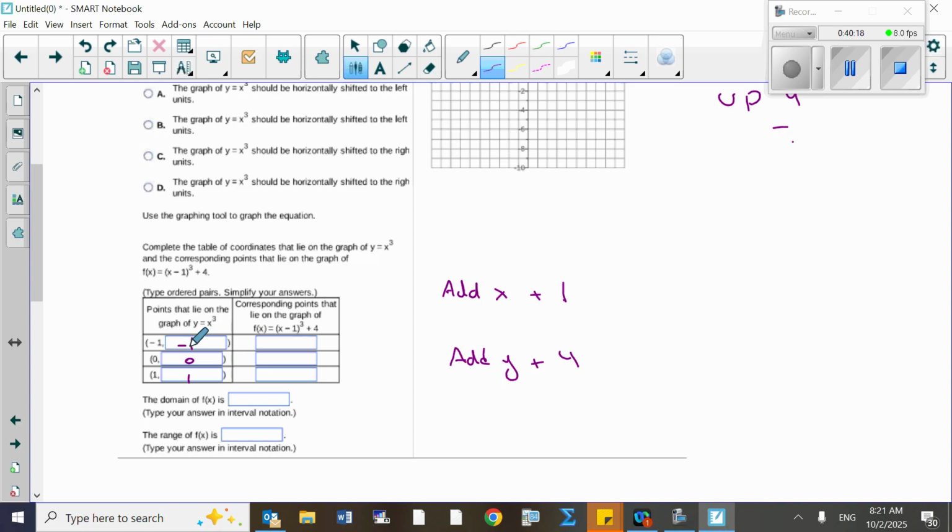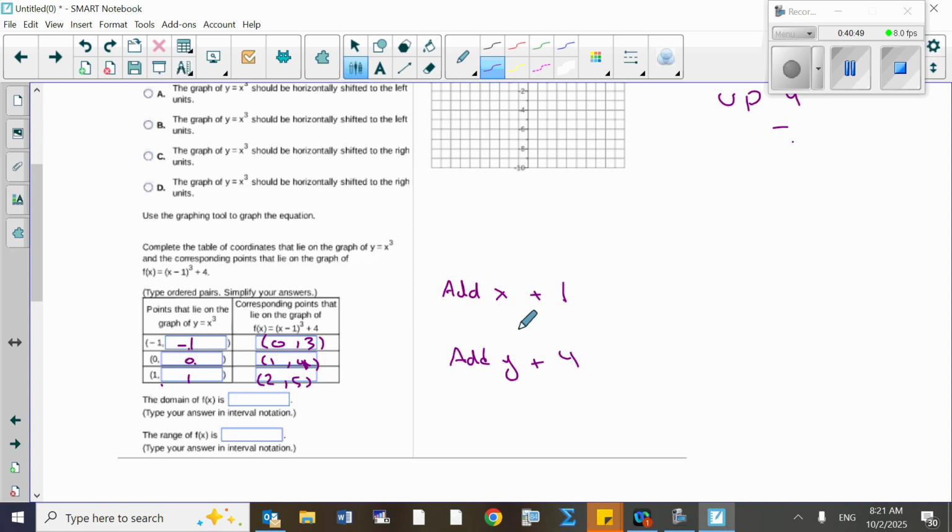So here, negative 1 and negative 1 will be negative 1 plus 1 is 0. Negative 1, the y value plus 4 will be 3. Next one, 0 and 0. X added by 1 will be 1. Y added by 4 will be 4. X added by 1 is 2 here for this one. And y, which is 1 plus 4, will be 5. So these are the points of my transformed graph.